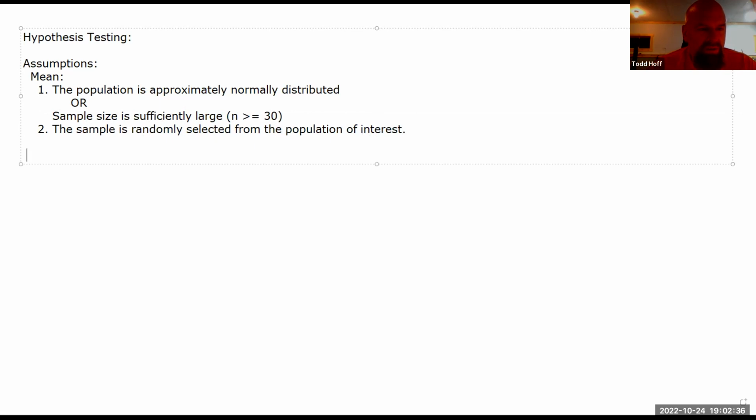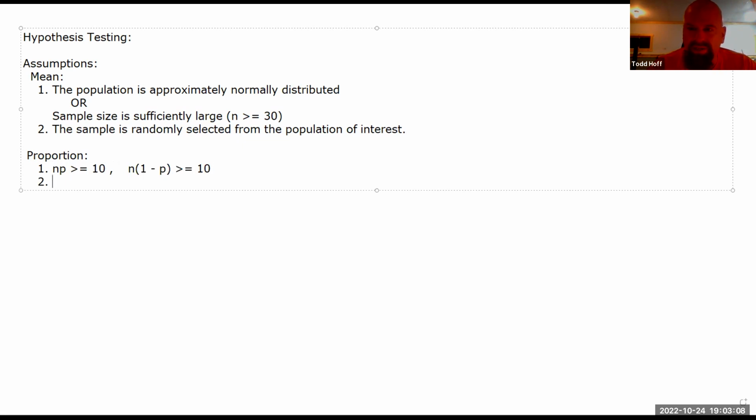For proportion, it's a little bit more complicated. One is we have to assume that the number of successes is at least, depending on the textbook, 5 or 10. So that's the sample size times the proportion of success has to be greater than or equal to 10. And the minimum number of failures has to be at least 10. So it's the sample size times 1 minus p has to be greater than or equal to 10.